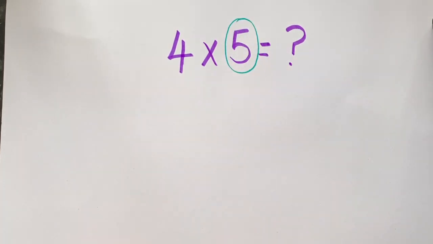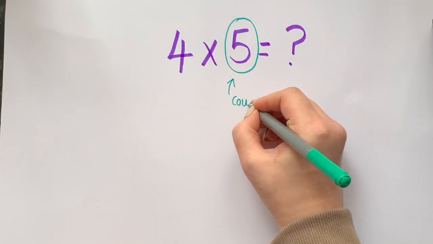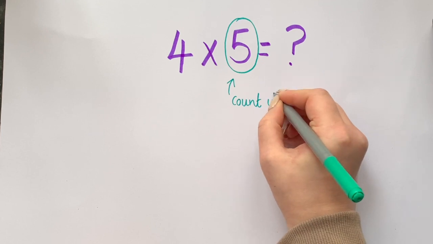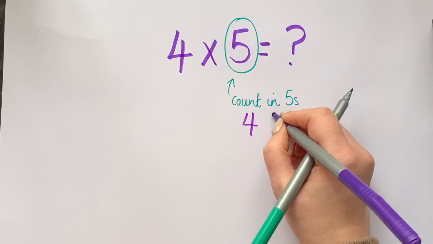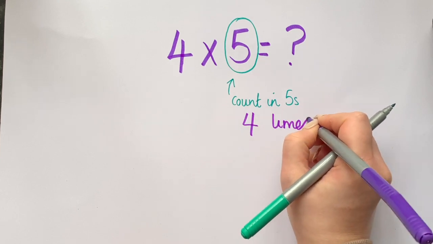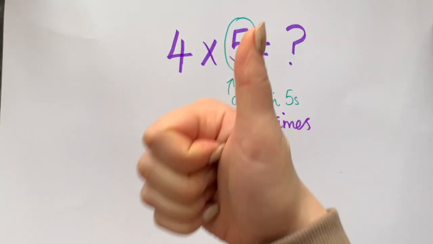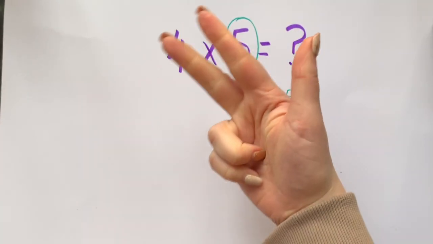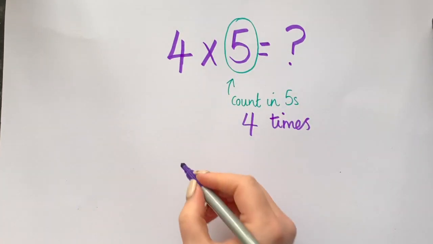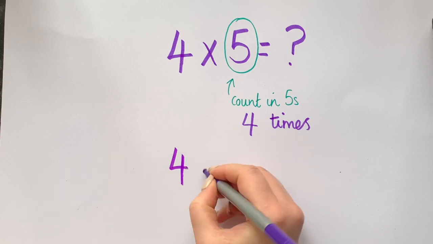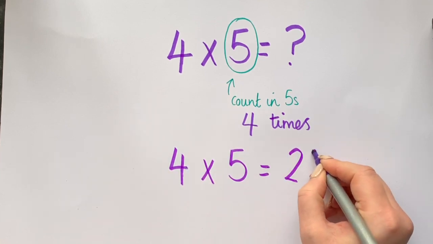I can count in 5s. So I've got to count in 5s. And what's the other number in my number sentence? Oh, it's 4. So I've got to count in 5s 4 times. Again, I'm going to use my fingers to help me. Join in with me, Year 2. 5, 10, 15, 20. I've got 4 fingers. The answer must be 20. 4 times 5 equals 20.